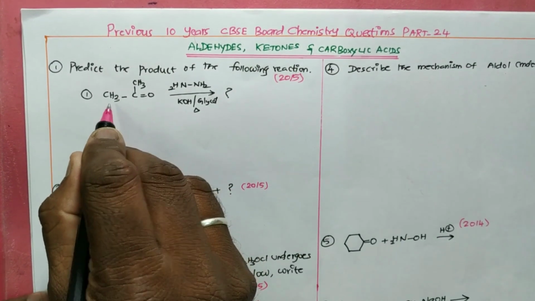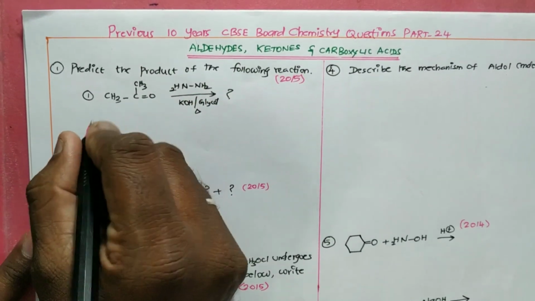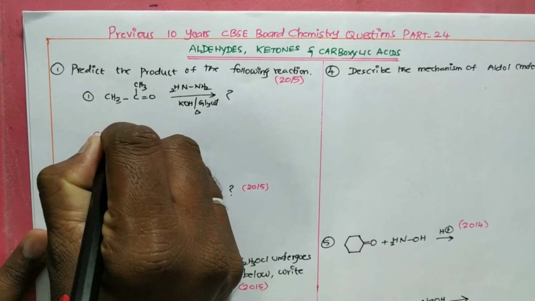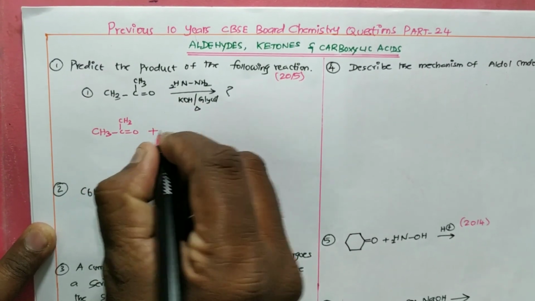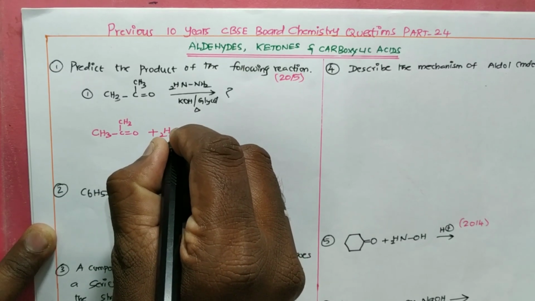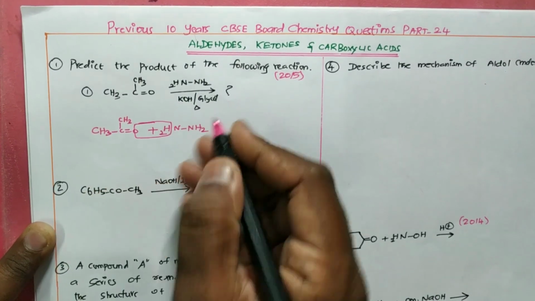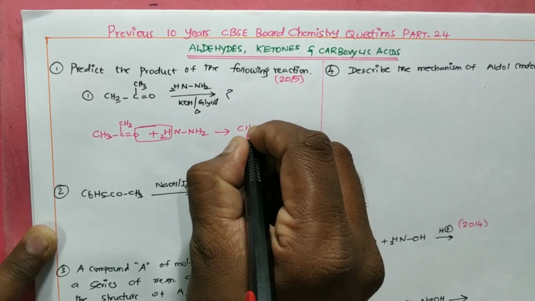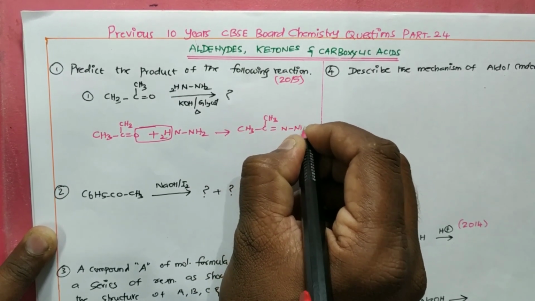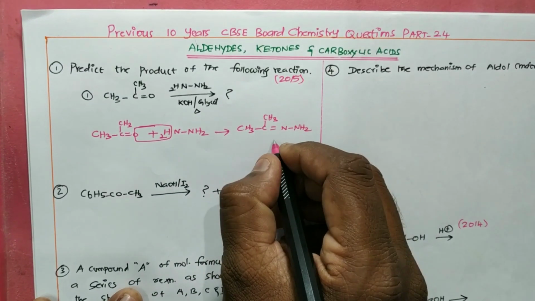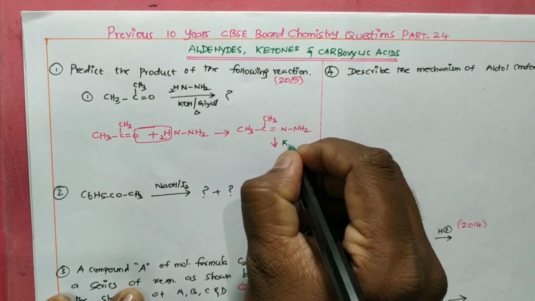Here one ketone is given and that will be reacting with an ammonia derivative. This is a hydrazine. Whenever aldehydes or ketones react with an ammonia derivative, as we discussed earlier, there will be an elimination of a water molecule. Likewise, here the hydrazine will react to eliminate the water molecule. By that way, I'll be getting a product CH3 C double bond N NH2.